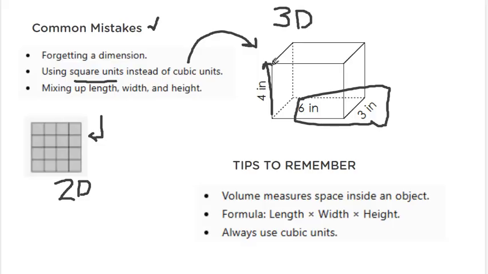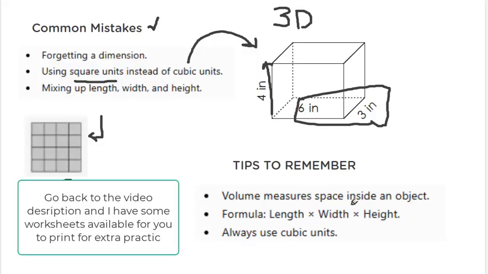Those are common mistakes. Here are some tips that you can remember. Volume measures the space inside. So if you can't put your hand in it, or you can't put something in it, then that's not volume. Volume is something 3-dimensional inside measurement. And the formula is the length times the width times the height. Always use cubic units.